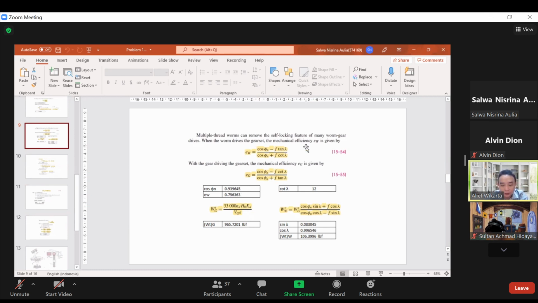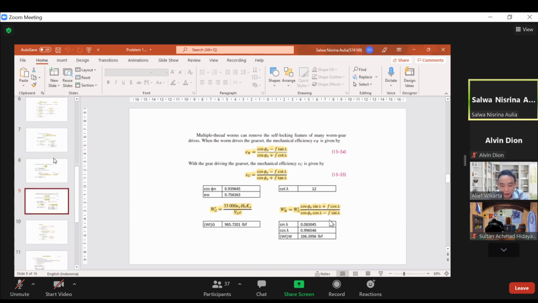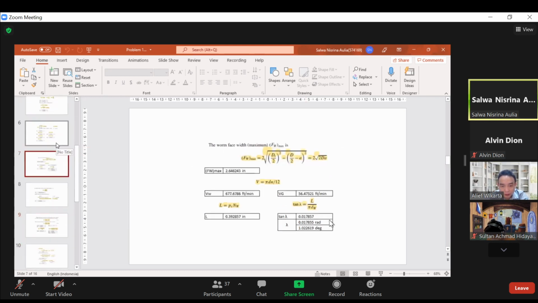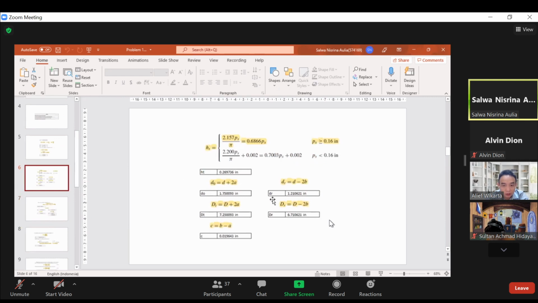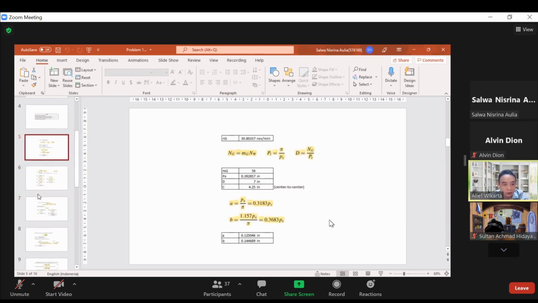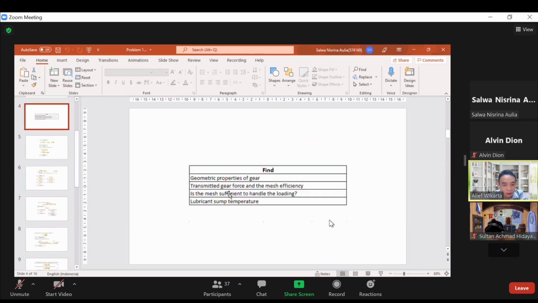What is the first question? The first question is geometric properties. Yes. Can you show slide number 4, so that we see the list of questions? Oh, geometric properties. So in your answer, the properties include diameter, face width, pitch, addendum, lead, and lead angle.